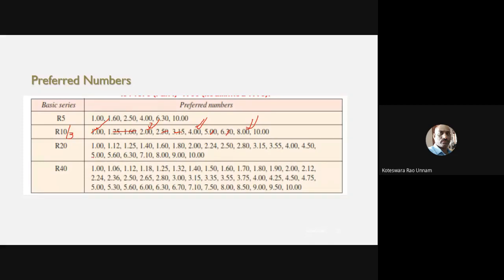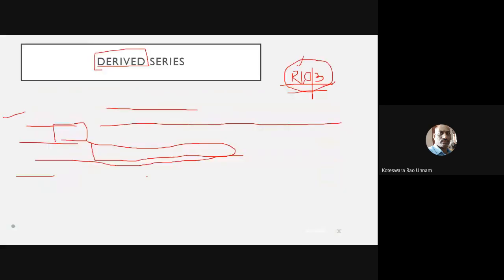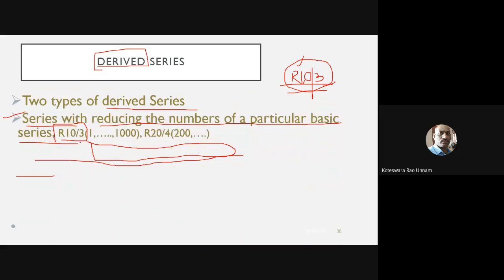How many numbers are there now? Only 1, 2, 3, 4 numbers. So the size is reduced, and that's why it is called a reduced series. Or sometimes it is possible to increase the numbers also. If you want to increase the numbers, say I want a series where the minimum number is 1 and the maximum number is 1000, I want to derive a series in that.